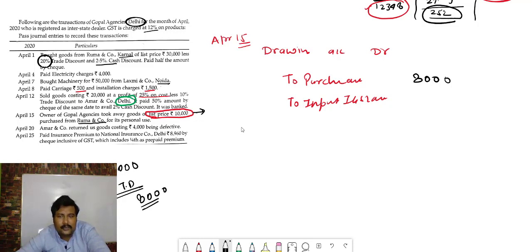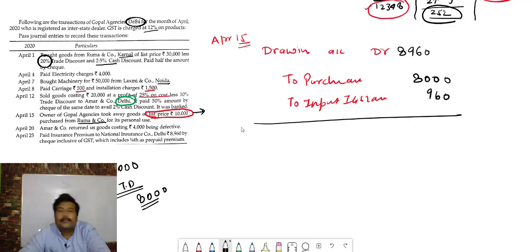10,000 na? 8,000. And 8,000 12% will be how much, bacha? 960. So total drawing is not 8,000, it is 8,960. Again understand this. 10,000 is the total amount the person is going to withdraw, but that is the list price, not the final price. So we have to find out the final price after trade discount.